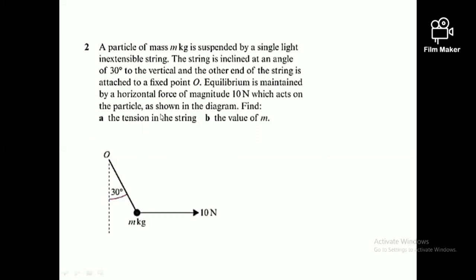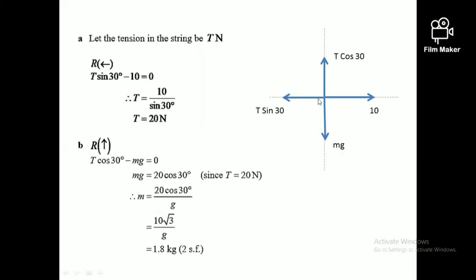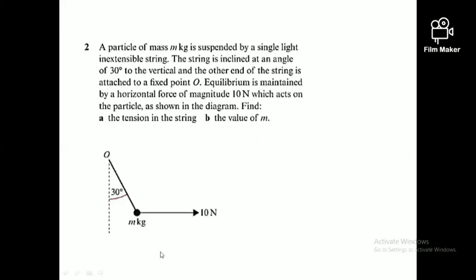Equilibrium is maintained by a horizontal force of 10 newtons, F, acting on the particle as shown in the diagram. Find the tension in the string and the value of m. So what are the forces? 10 newton over here, and the weight is downwards, mg. And the tension is T, from here onwards, this side. So if you mark over here, the tension is here.